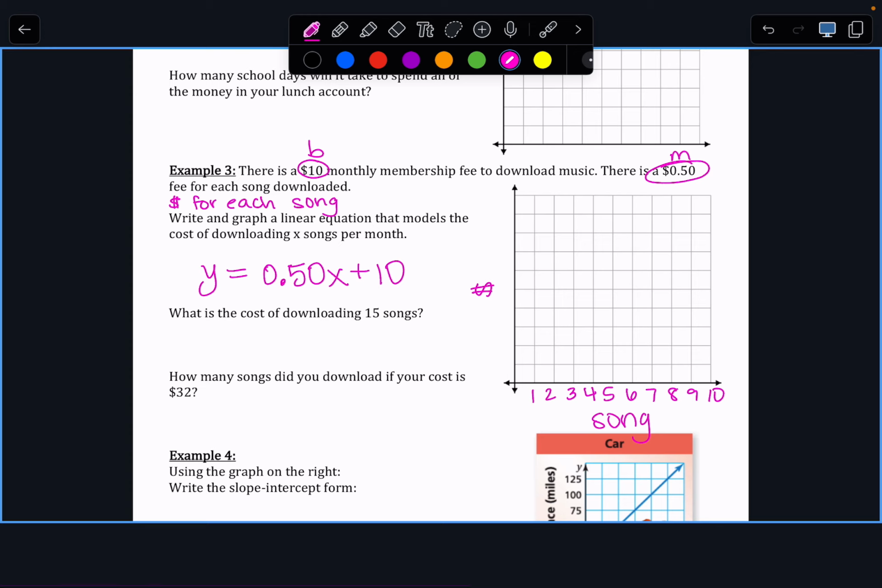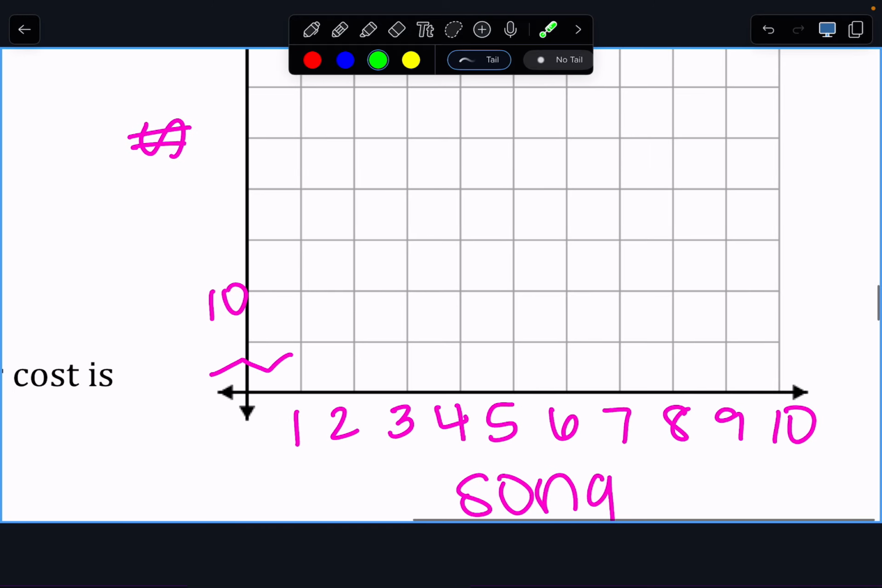Okay, so again, I'm going to cut out 0 to 15. Not 0 to 15, 0 to 10. Why 10? Because there's no starting point. 10 is our y-intercept, so I want to start at 10. Now, if 50 cents is our slope, what number am I going to put right here? 50. Not 50. 15. Nope.